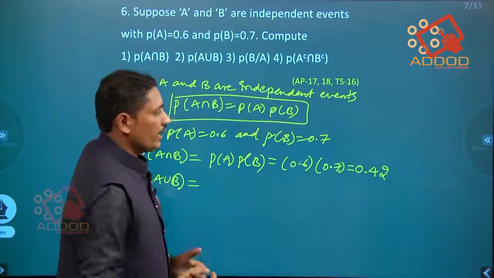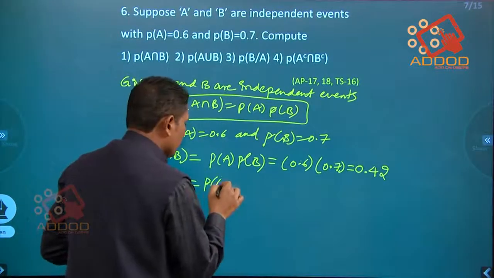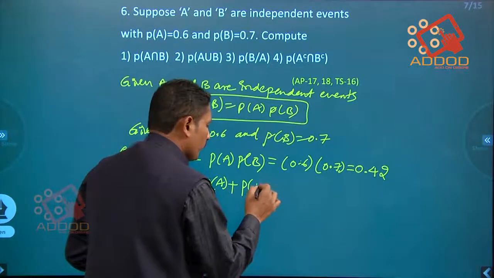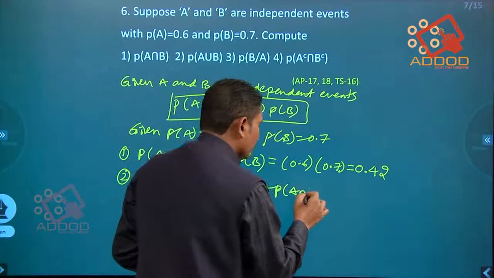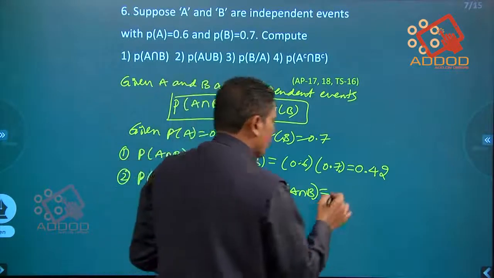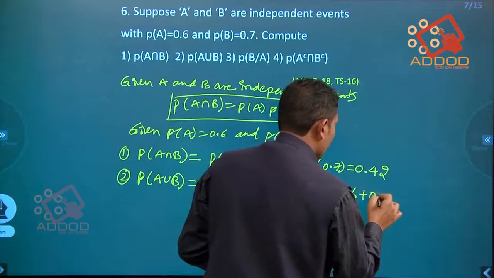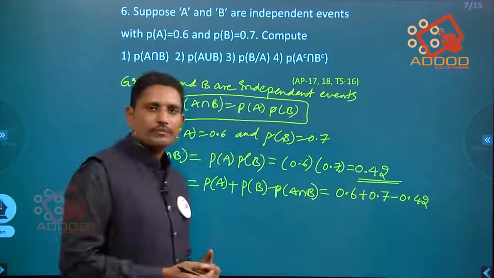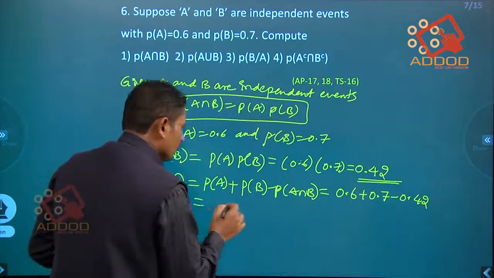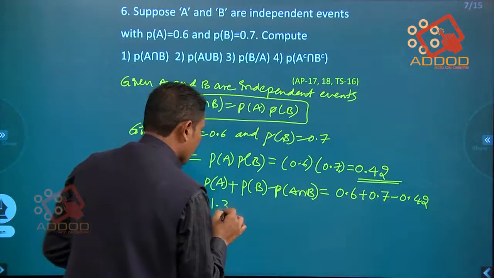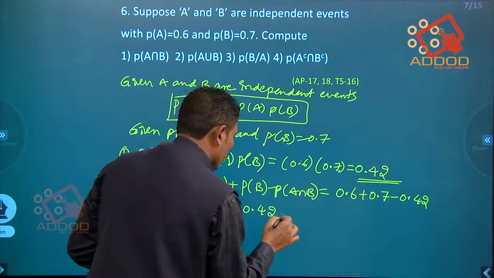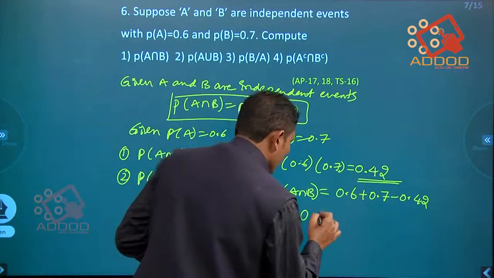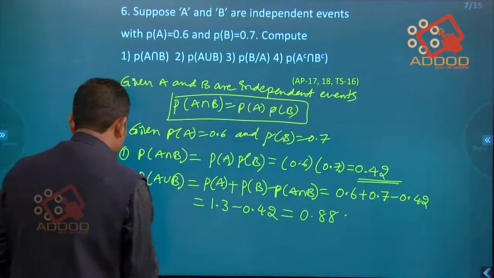Now the second value is P of A union B. From the definition of the addition theorem on probability, it can be written as P of A plus P of B minus P of A intersection B. What is the value of P of A? 0.6. P of B value 0.7 minus, already we have found out the P of A intersection B value as 0.42. Now 0.6 plus 0.7 is 1.3 minus 0.42. 1.3 minus 0.42. The value is how much? 0.88.